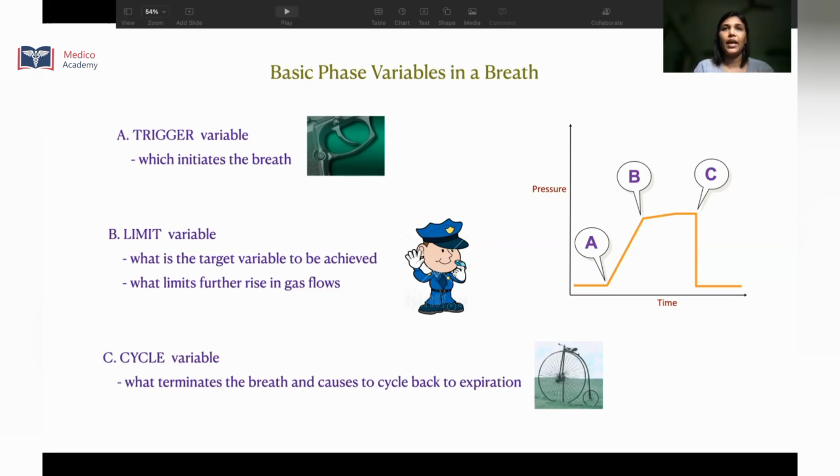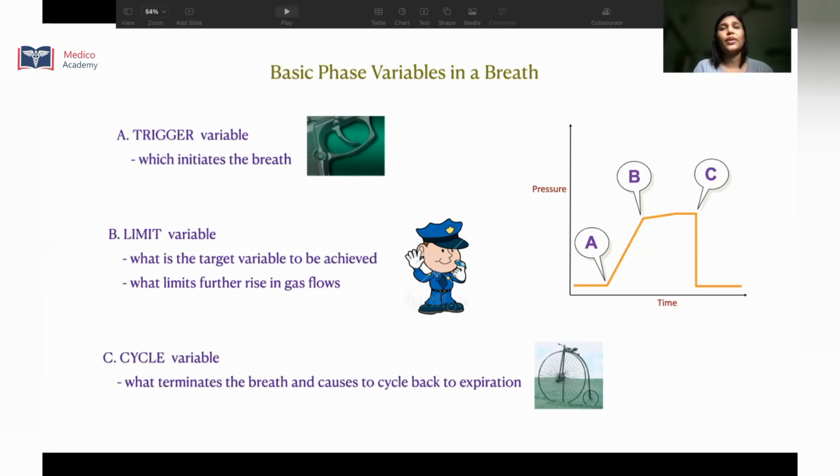A good example would be a controlled breath, where you have set the rate, inspiratory time, pressure, etc. When that inspiratory time is over, suppose you have kept an inspiratory time of 1.2 seconds, once 1.2 seconds have lapsed, the ventilator will cycle back to expiration. So that is called a cycle variable. The cycle variable can be time or flow in some modes, whereas in control breaths, it's usually time. So these are the three basic phase variables in a breath: trigger variable, limit variable, and cycle variable.